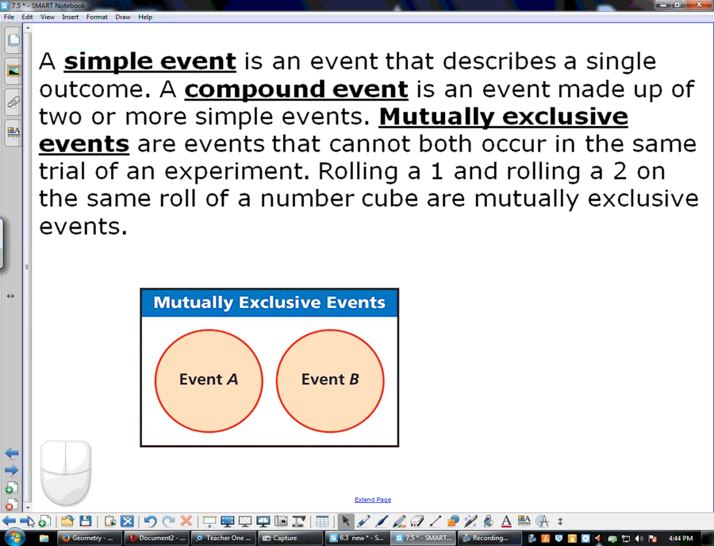To start off, a simple event is an event that describes a single outcome. A compound event is an event made up of two or more simple events. Mutually exclusive events are events that cannot both occur in the same trial of an experiment. For example, rolling a 1 and rolling a 2 on the same roll of a number cube are mutually exclusive events. So again, event A and event B would have no overlap. They are both independent of one another.